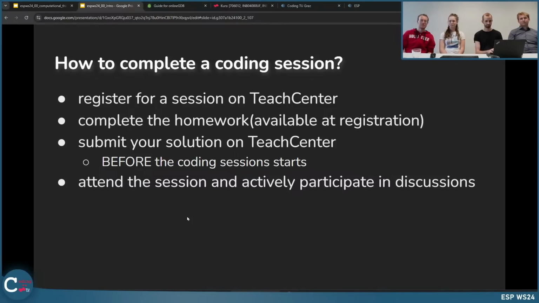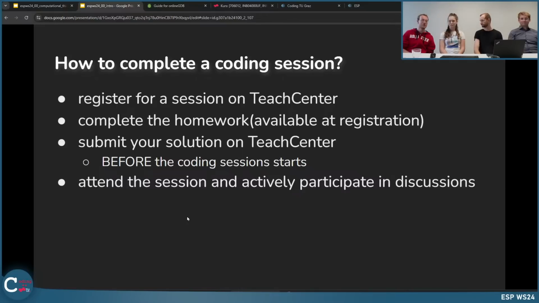The homework basically prepares you for the coding session, so that you already have some knowledge in this specific topic that we'll discuss, and then you will discuss the homework and even more advanced things during the session. It's crucial that you attend the session, otherwise you will not get any points for the homework or the session.